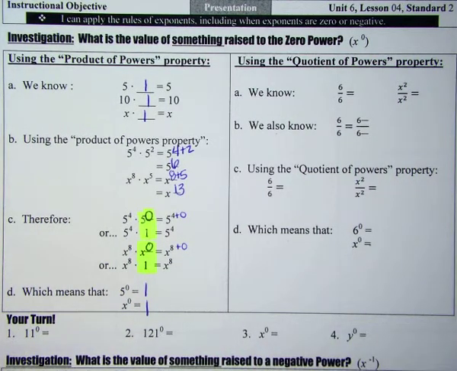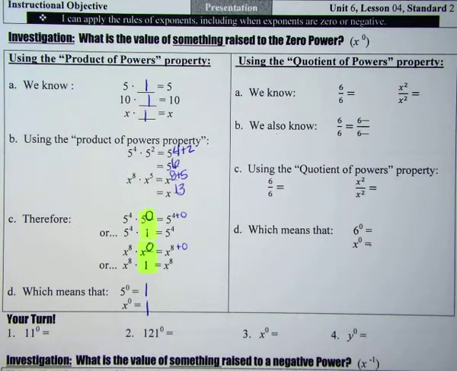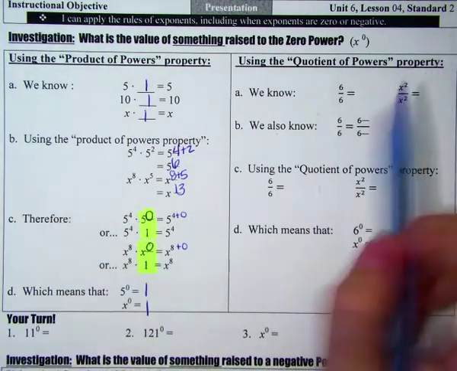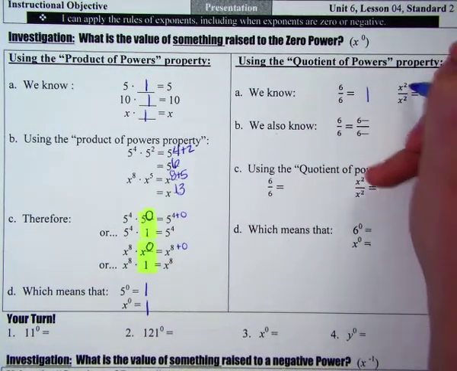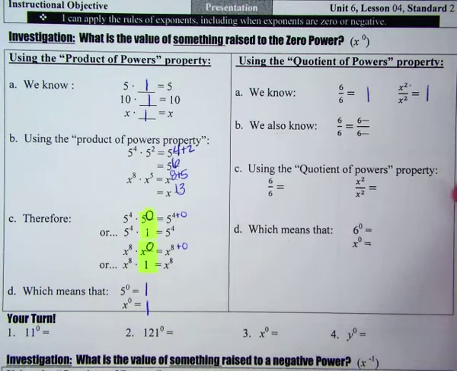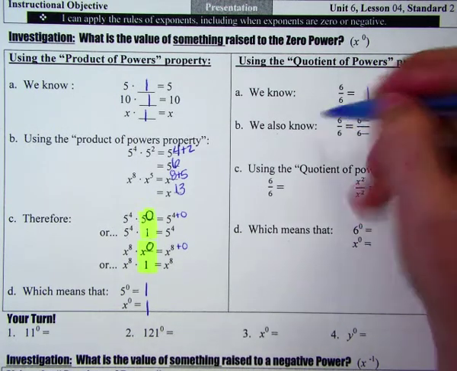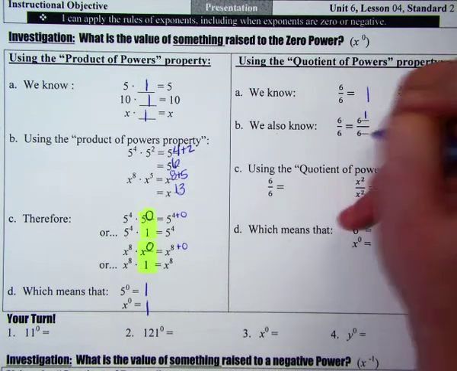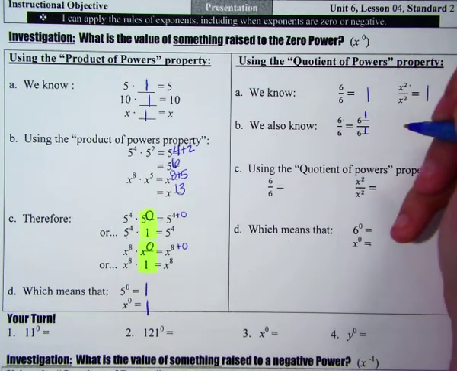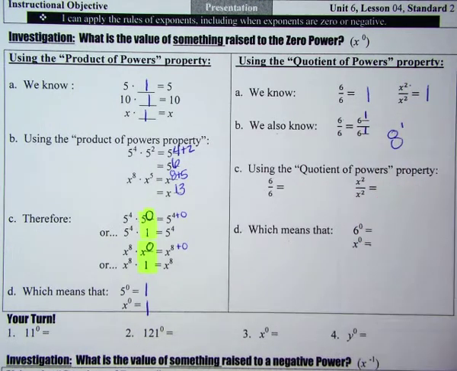So hopefully something made sense, but if it didn't, we're going to look at it using the quotient of powers property, see if that makes sense. We know that 6 divided by 6 is 1. X squared divided by x squared is 1. Anything divided by itself is 1. We also know that 6 over 6 is 6 to the first power divided by 6 to the first power, right? If a number doesn't have an exponent, like say 8, we actually know that that exponent is 1, even though it's not there.